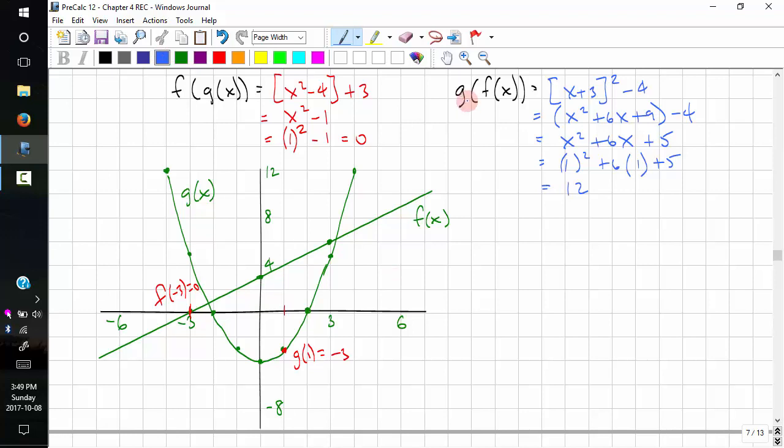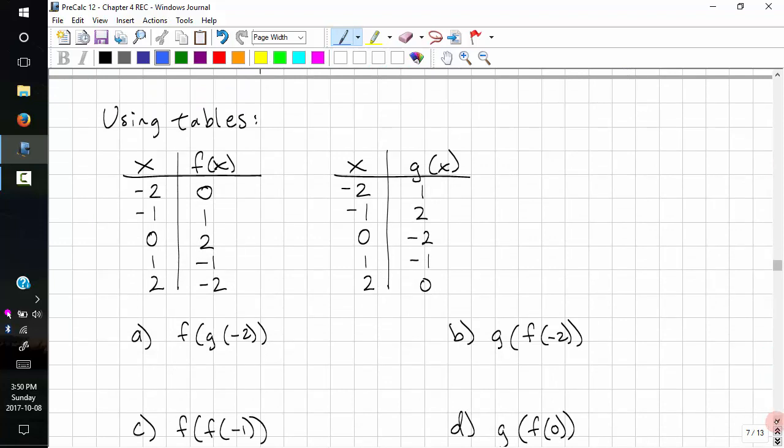Next, we're going to do g of f of 1. So we have to do the inside first. So we do f of 1. That takes us to 4. Now our 4 is our input for g. So we go to 4, and then we go to wherever g is, and that's here. And we see that g of 4 equals 12. Again, that matches our answer, and that's good.